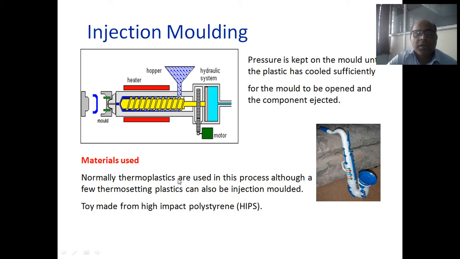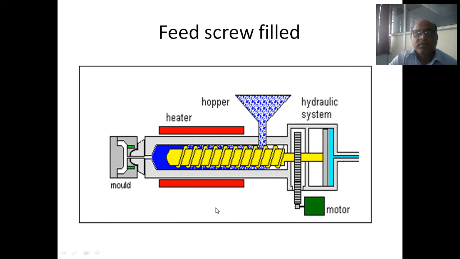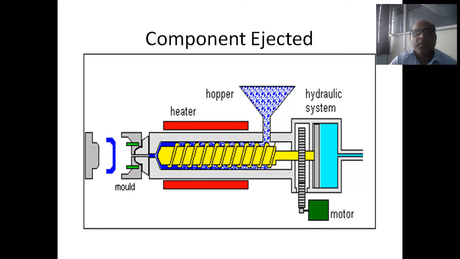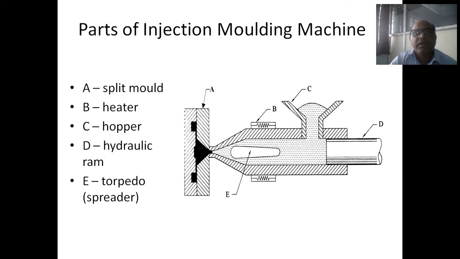The material used is normally thermoplastic, although a few thermoset plastics can also be injection molded. Some items are made from high impact polystyrene. This is one of the figures, the hydraulic system. Polymer, injection, component ejected. Injection molding figure, parts of an injection molding machine, split motor, hydraulic ram. You can see various figures here.